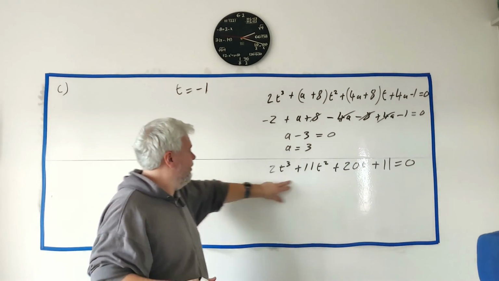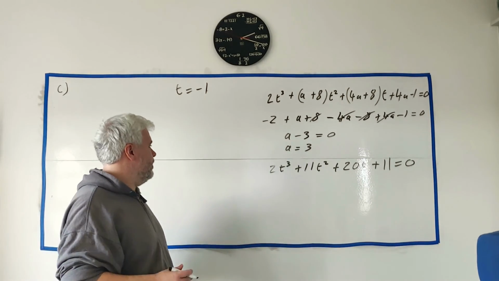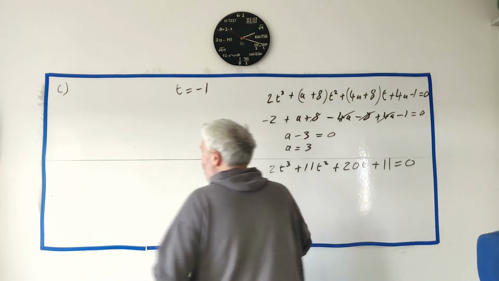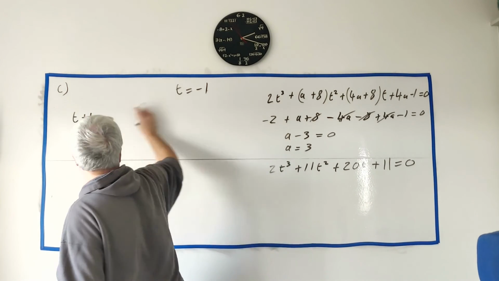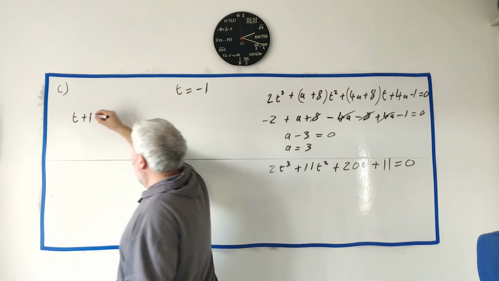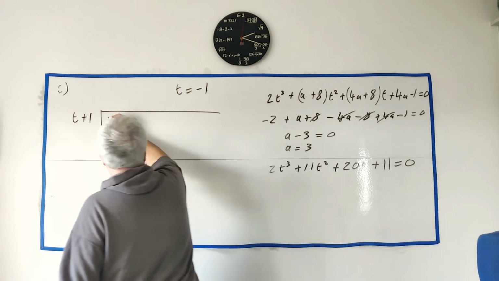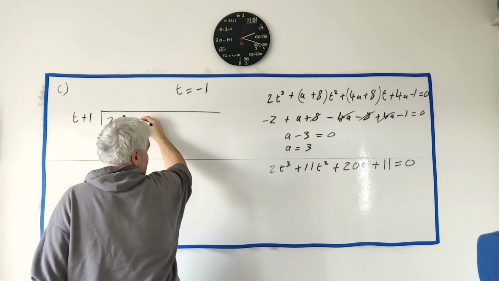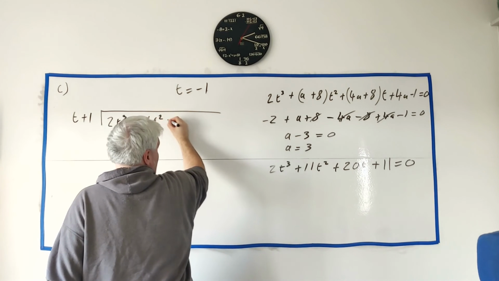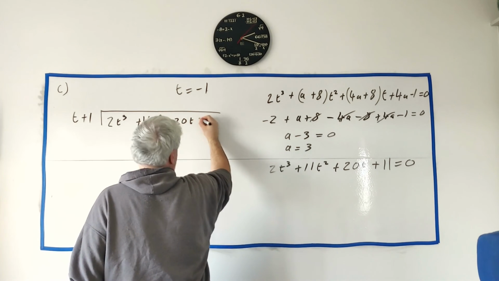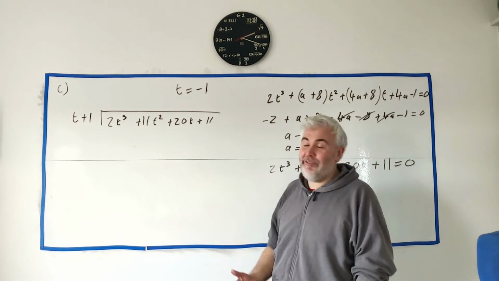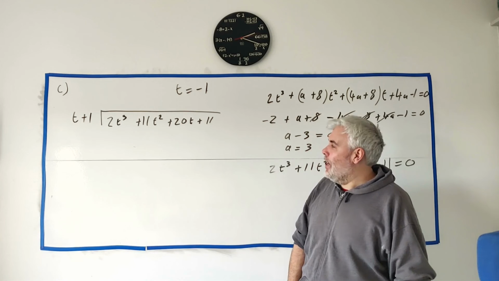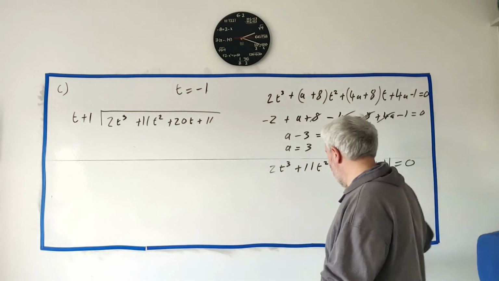There's a couple of ways to factorize cubic equations. And I'll use my favorite now. t plus 1 is the factor we know. I like to divide this, 2t cubed plus 11t squared plus 20t plus 11. I like to use long division because we don't use it for anything else. But I know other students like to do it other ways.